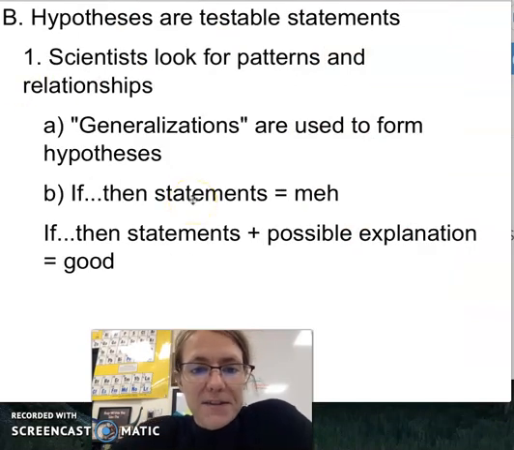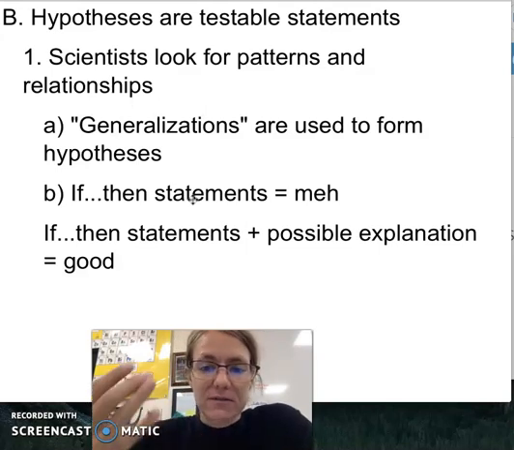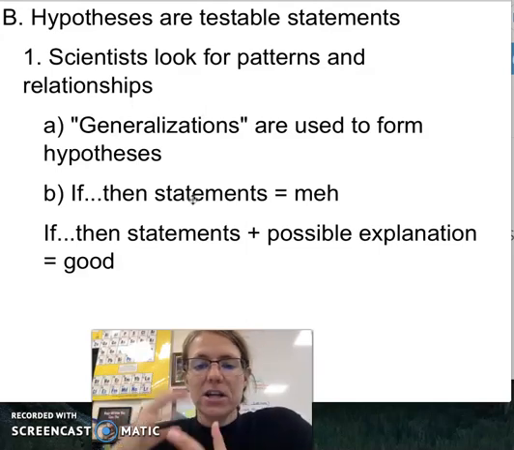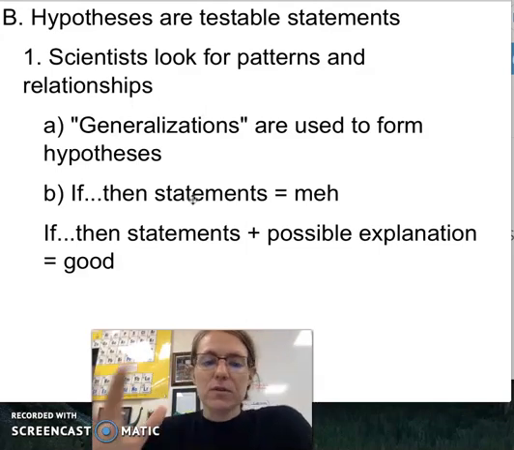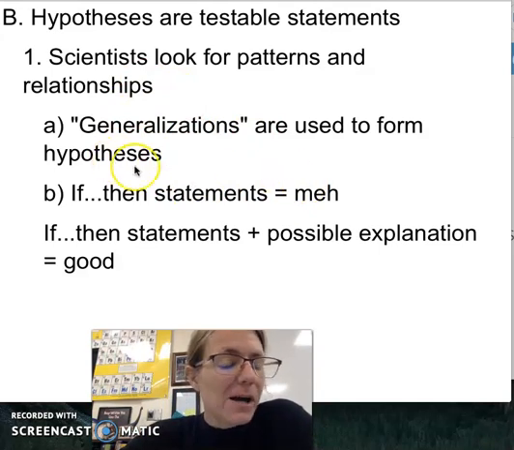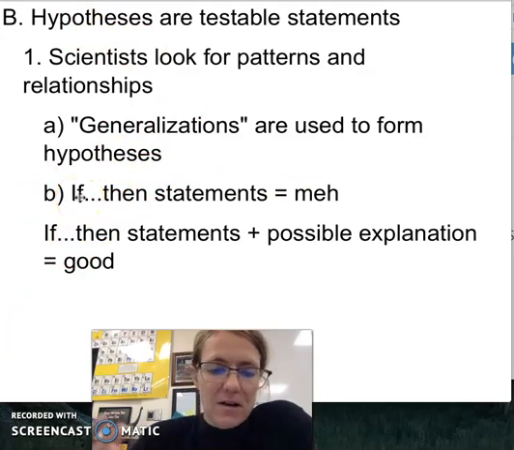All right, hypotheses are testable statements. Okay, so when we do experiments, a lot of times scientists are looking for patterns or relationships, cause and effect, the trend, does it increase, decrease, and they try to use these patterns and relationships to predict what might happen in the future. So generalizations are used to form our hypotheses, and a lot of times our hypotheses are set up in an if-then statement, which is good.